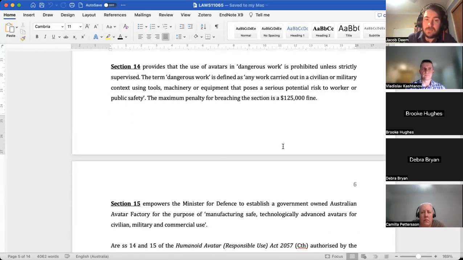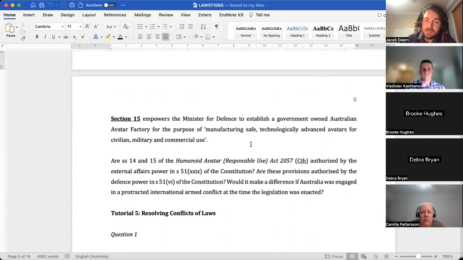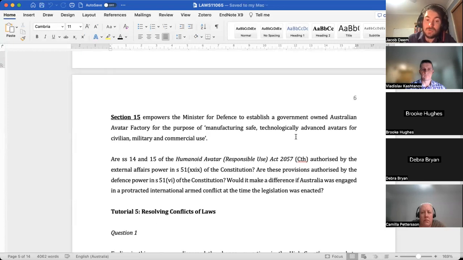Section 14 provides that the use of avatars in dangerous work is prohibited unless strictly supervised, and the definition of dangerous work includes civilian or military context using tools, machinery, or equipment that poses a serious potential risk to workers or public safety. Section 15 empowers the Minister for Defence to establish a government-owned Australian avatar factory for the purpose of manufacturing safe, technologically advanced avatars for civilian, military, and commercial use.